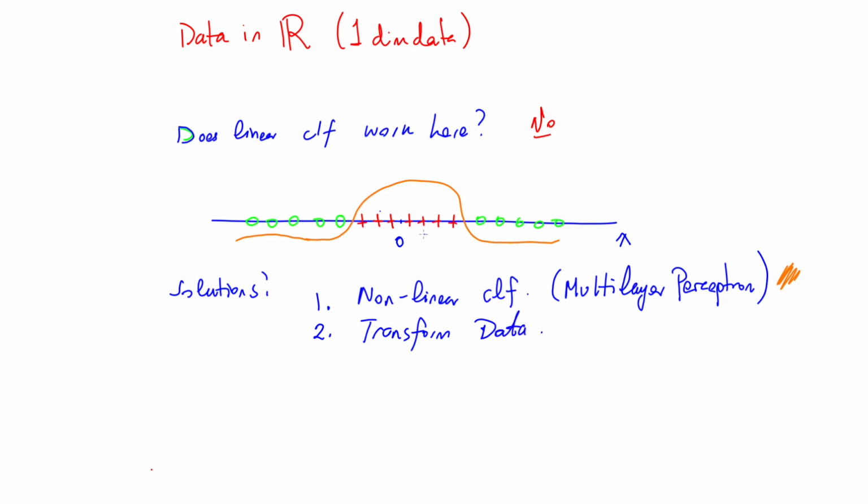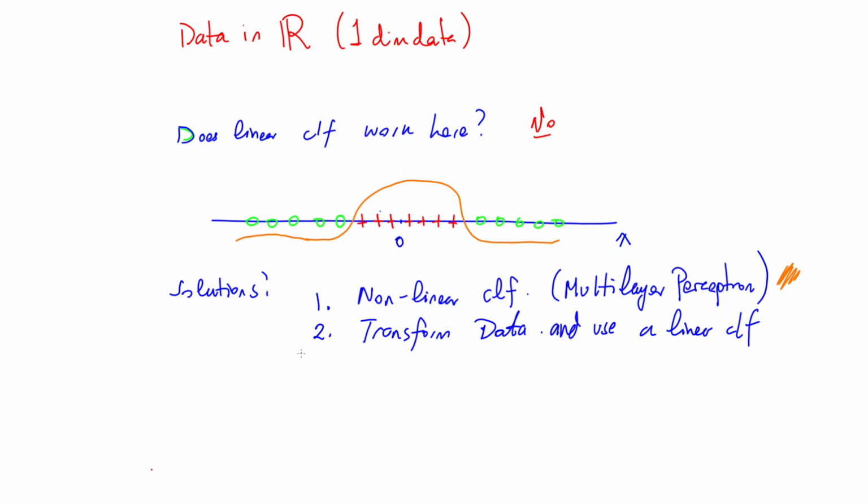So the question is, can we transform the data in a way such that we can use a linear classifier? The idea is that we don't come up with a new model. Stick with the same model, just transform your data.